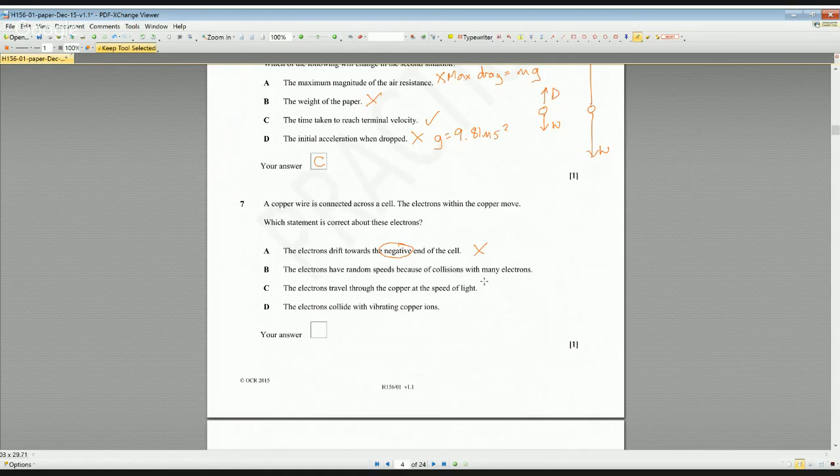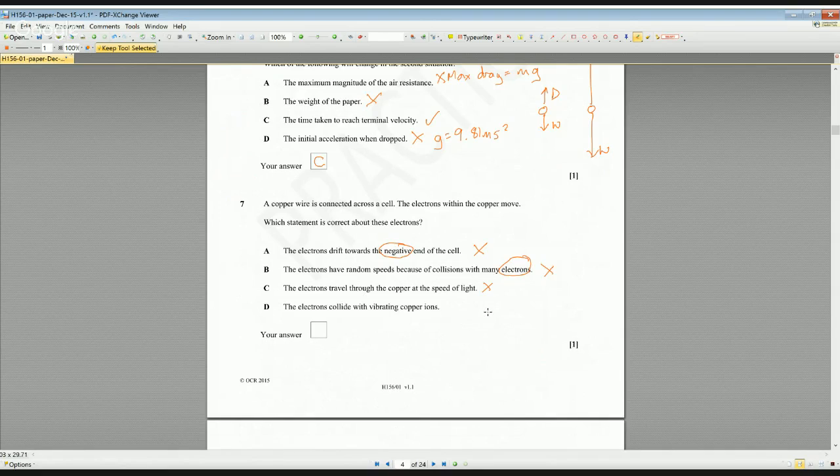The electrons have got random speeds because of collisions with many electrons. Well, no, that's not true. The reason they've got random speeds is because they're colliding with ions, not with other electrons, so that isn't correct. Speed of light, no, that's also not correct because the only thing that can travel at the speed of light is light. Even electrons can't travel that fast. Although the signal, the effect of you switching on an electrical supply, may effectively pass by at the speed of light, the electrons themselves are not moving anywhere near that speed.